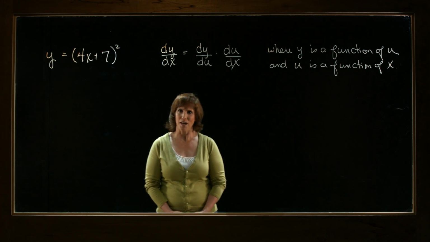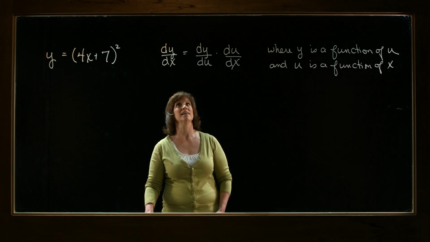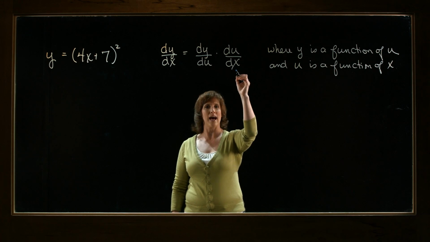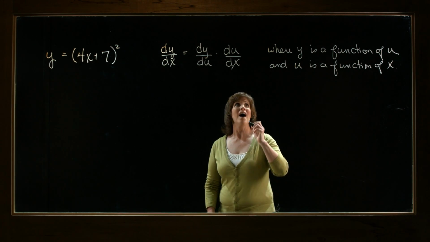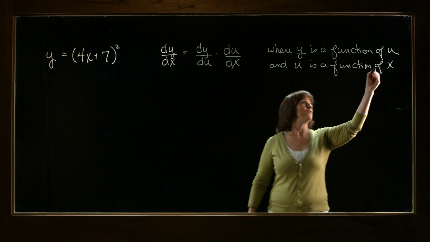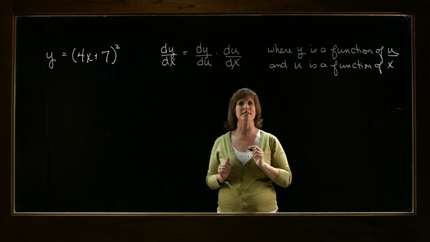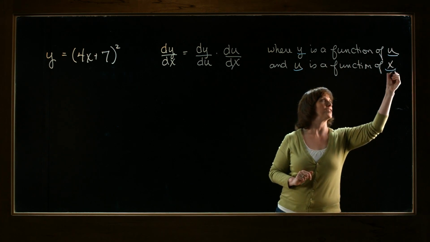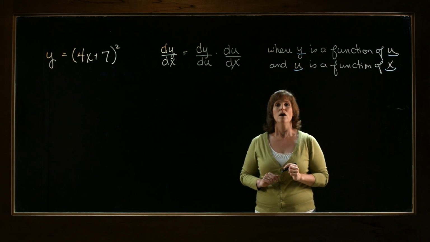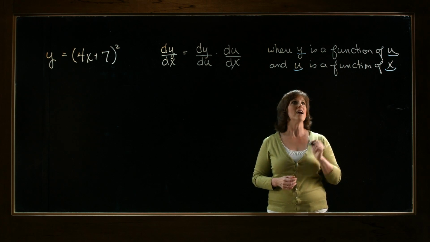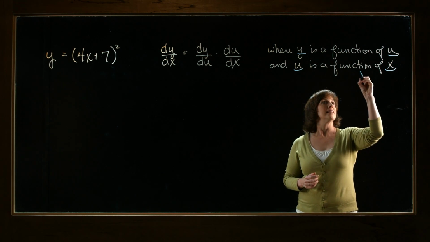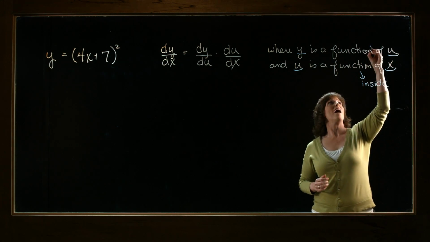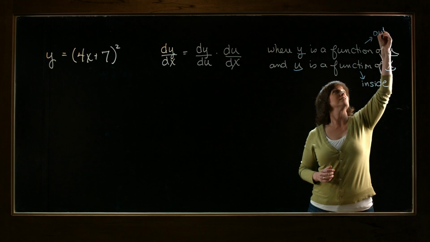Well, what exactly is the chain rule? The chain rule tells us that dy/dx is equal to dy/du times du/dx, where y is a function of u. That's where we get the dy/du. From the du/dx, we know that u is a function of x. In our composite function, we think of u as the inside function and y as the outside function.